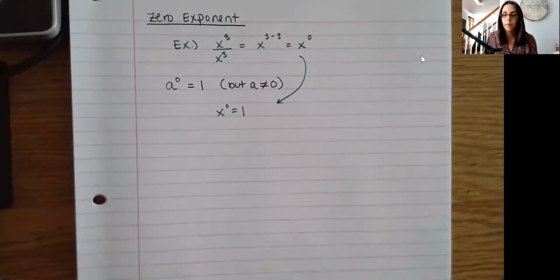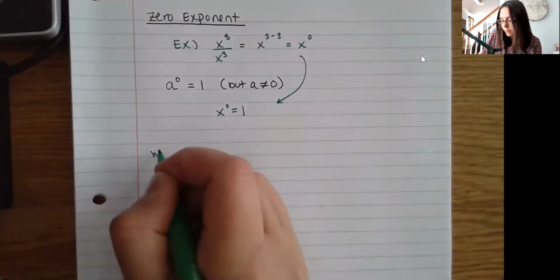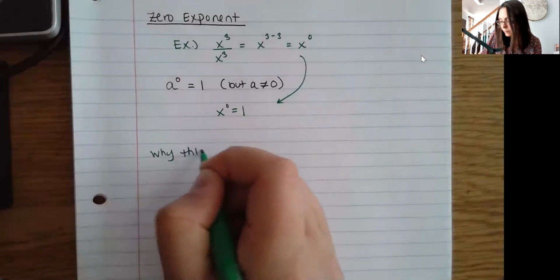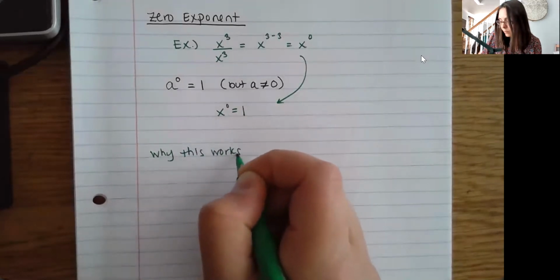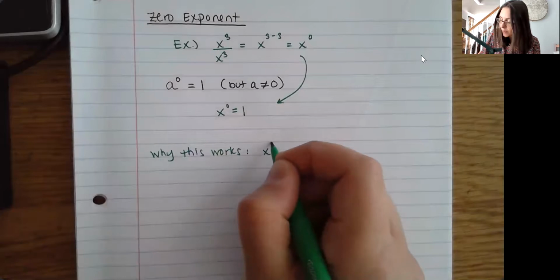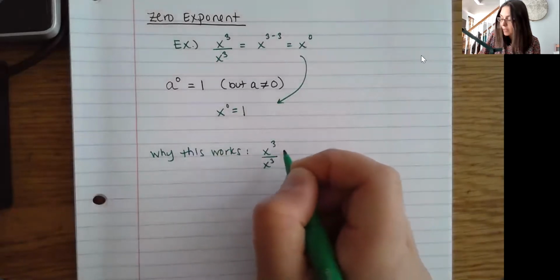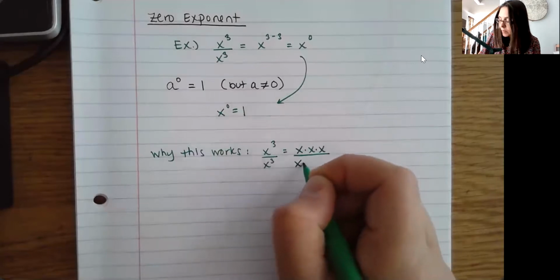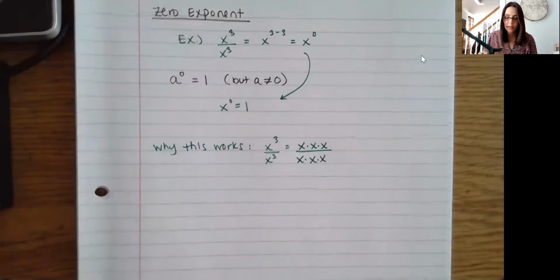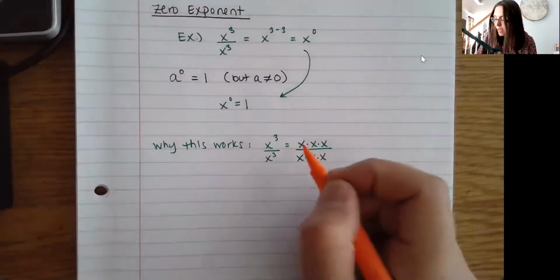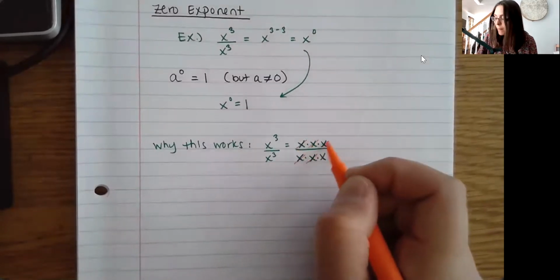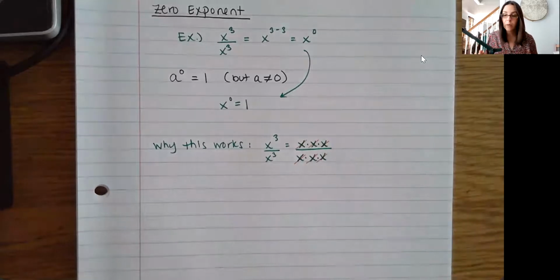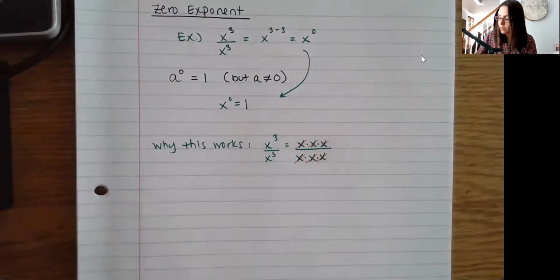Now, why does this work? So let me show you why this works. If I have x to the 3rd over x to the 3rd, and I write this out, I have x times x times x over x times x times x, right? So what ends up happening here is you cancel these one at a time. These all cancel. But when we're doing division, when I have the same thing on top and the same thing on bottom, and I divide them, the value is 1. So that's why our answer here is 1.